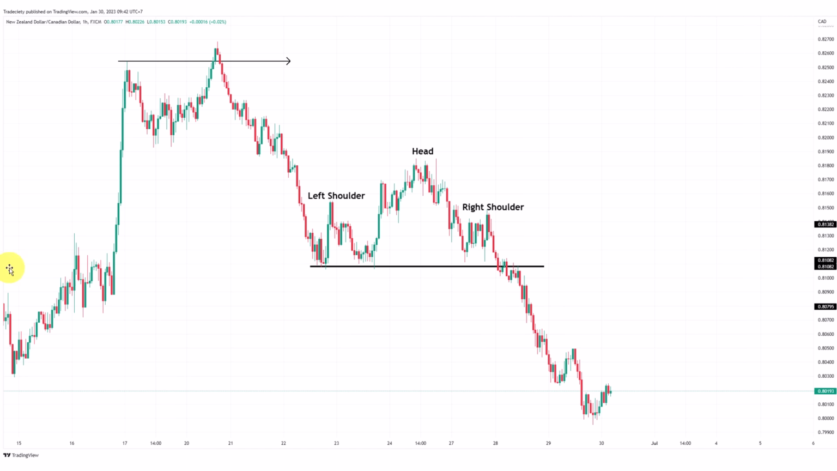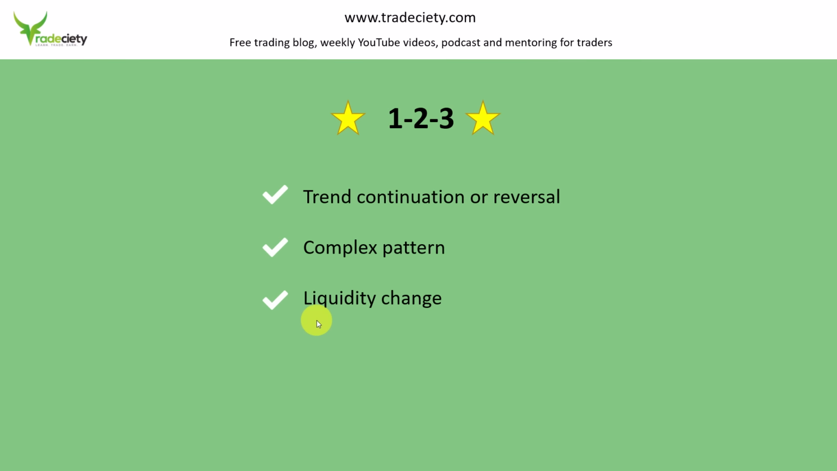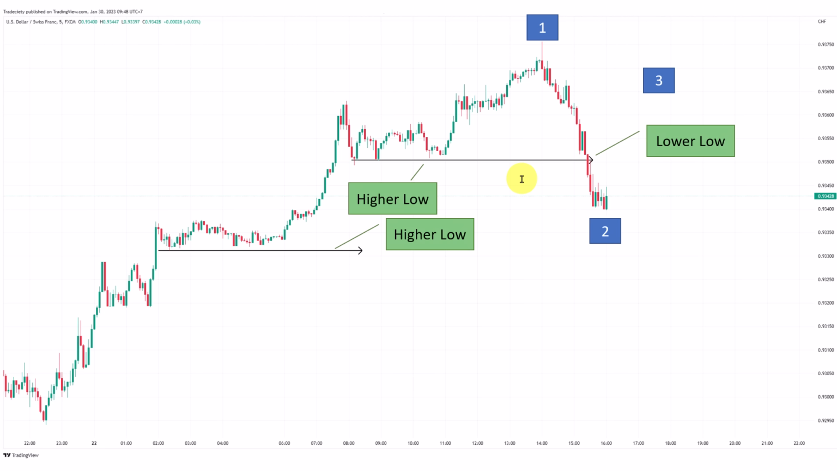Let's take a look at the 1 to 3 pattern, which is one of my favorite patterns that I still trade every day. It's the trend continuation, or it can also be a reversal pattern. And a lot of professional traders that you know from other market books, Market Wizards and the other ones have been using and are using the 1 to 3 pattern.